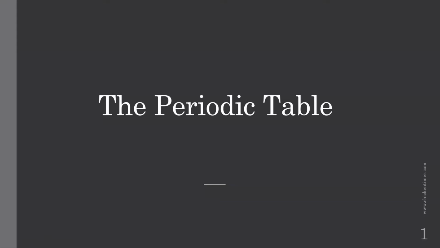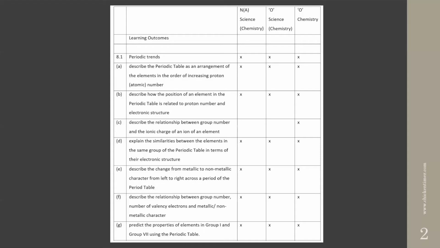So the periodic table will cover content from the atomic structure. It will cover some from the acid, bases and salt. Then there will be some background info from the chapters of metals, which will be the next chapter I'm going to cover. So here you have a comparison: the NA, the O level, and the pure chem. The only difference is the section C.